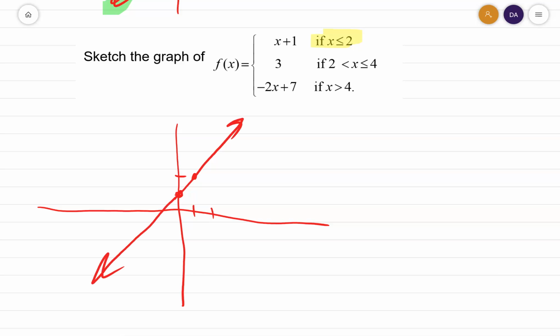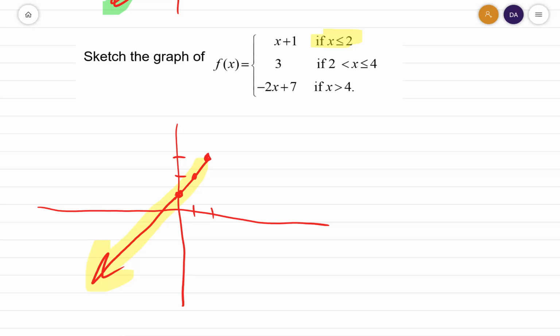But we don't keep all of it. We only keep what section? Less than or equal to 2. Let me get that second point a little clearer. So we only keep this portion of the graph. The rest of it, we erase. It had an equal to, so I'm leaving that as a solid dot.